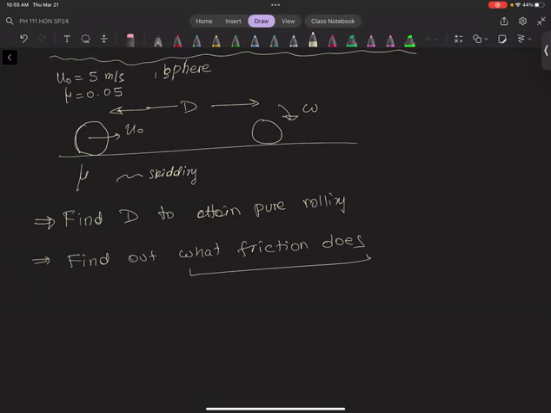Yeah, you just throw the ball at 5 meters per second. That's it. Friction is 0.05. Yeah, constant. Oh, so it has less friction at the start than in the second half. Let's do the problem with variable friction then.